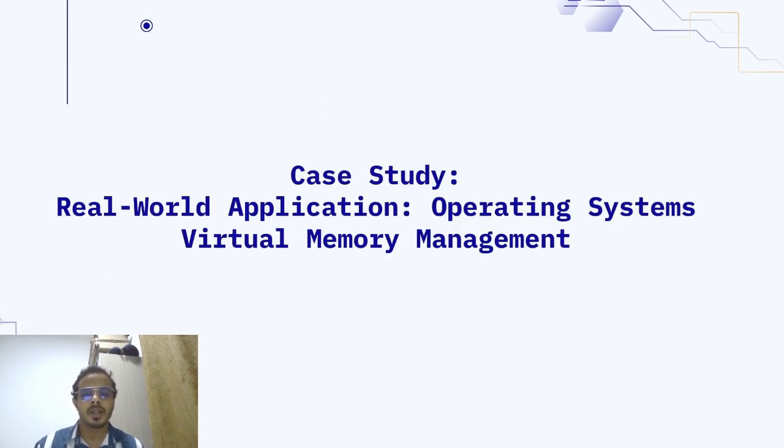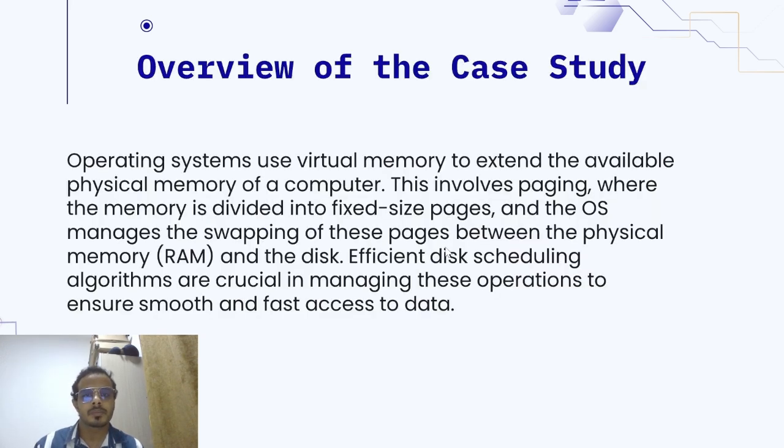So we have here the case study. We are going to explain these algorithms based on this case study: operating system virtual memory management. Overview of the case study. Operating systems use virtual memory to extend the available physical memory of a computer. This involves paging, where the memory is divided into fixed-size pages, and the operating system manages the swapping of these pages between the physical memory and the disk. Efficient disk scheduling algorithms are crucial in managing these operations to ensure smooth and fast access to data.